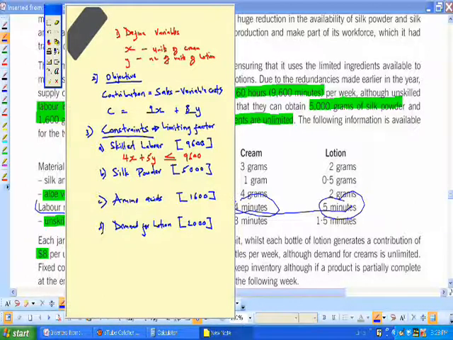A similar thing: I want you to pause the video and do the same thing for silk powder and get back after a short while. So please read through the question, do the same thing I've done for skilled labor, do it for silk powder and see if it makes sense.